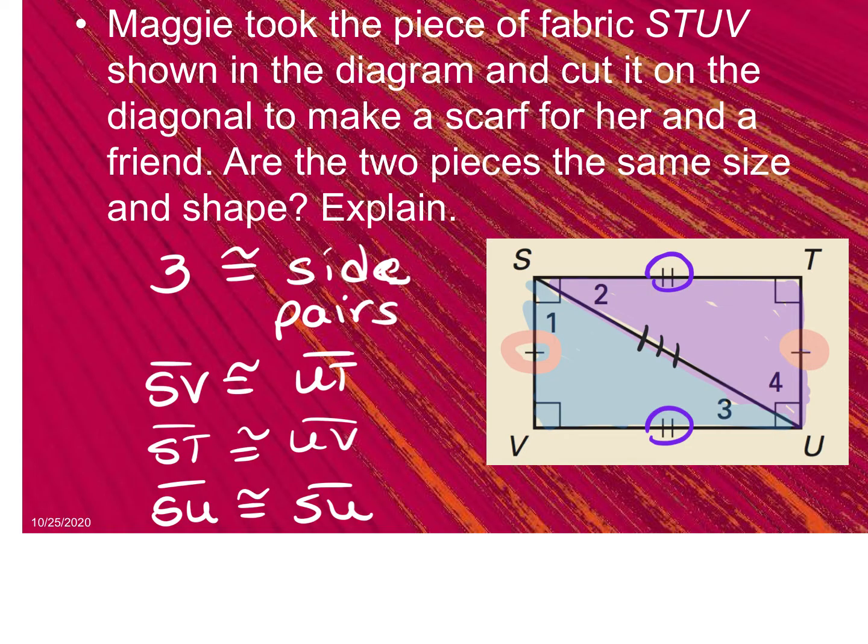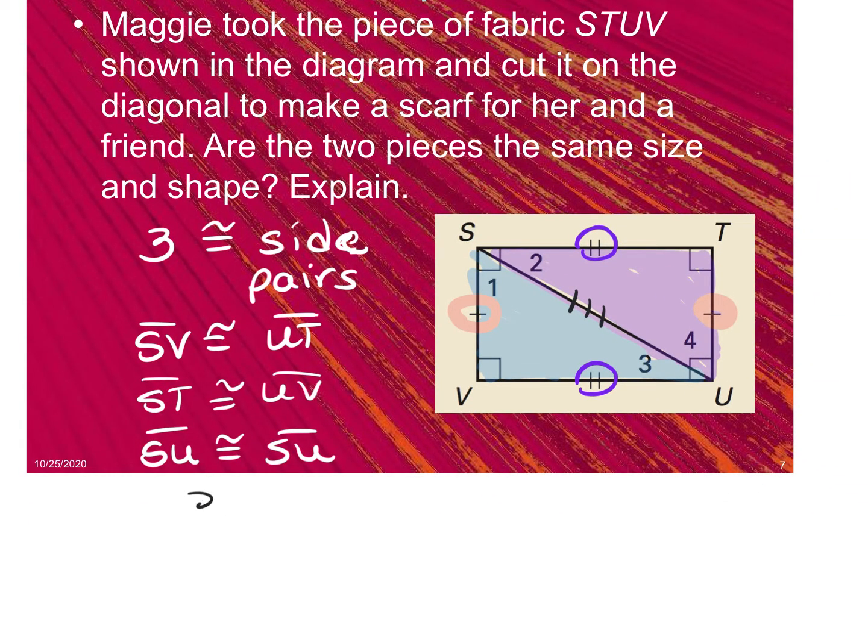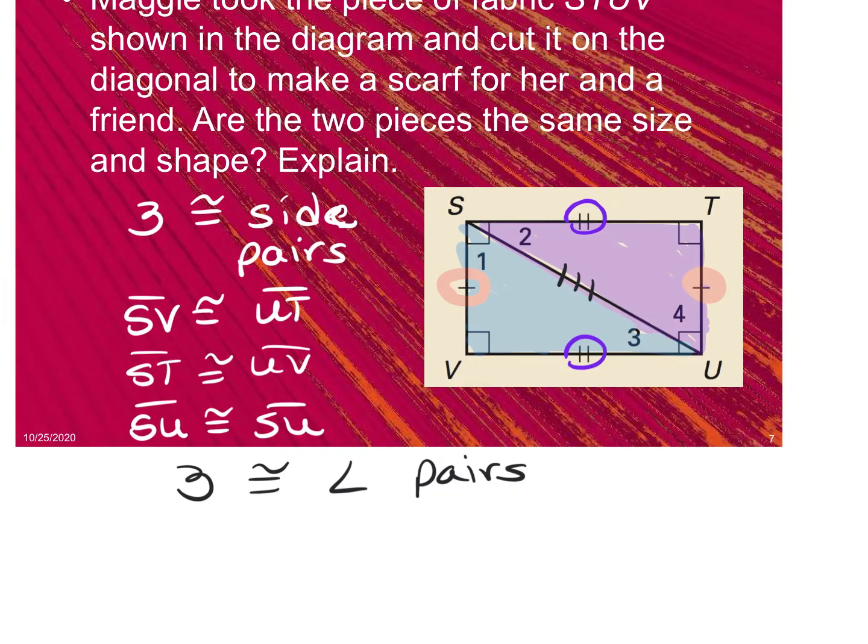Now I have to do the same thing for all the angle measures. So now I'm going to find three congruent angle pairs. I'm going to do the obvious, the two right angles. So I can show that angle V is congruent to angle T, because all right angles are congruent.